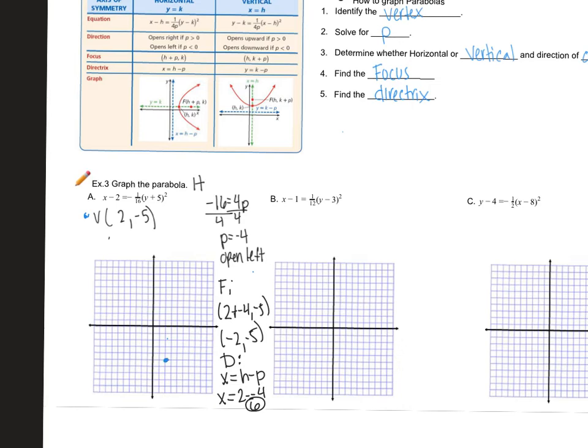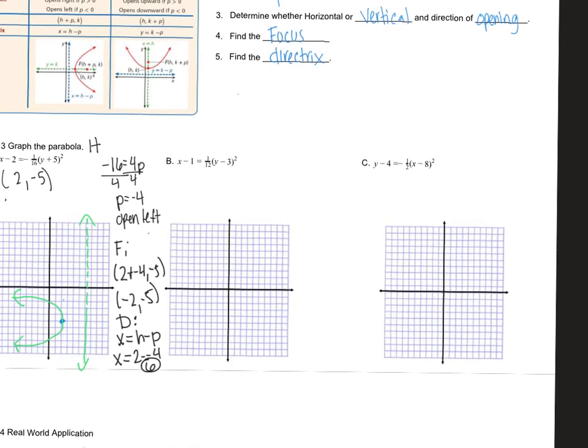Let's go ahead and plot my directrix, which is at x equals 6. 3, 4, 5, 6. And this is going to open to the left. So we're going to go ahead and, there we go.